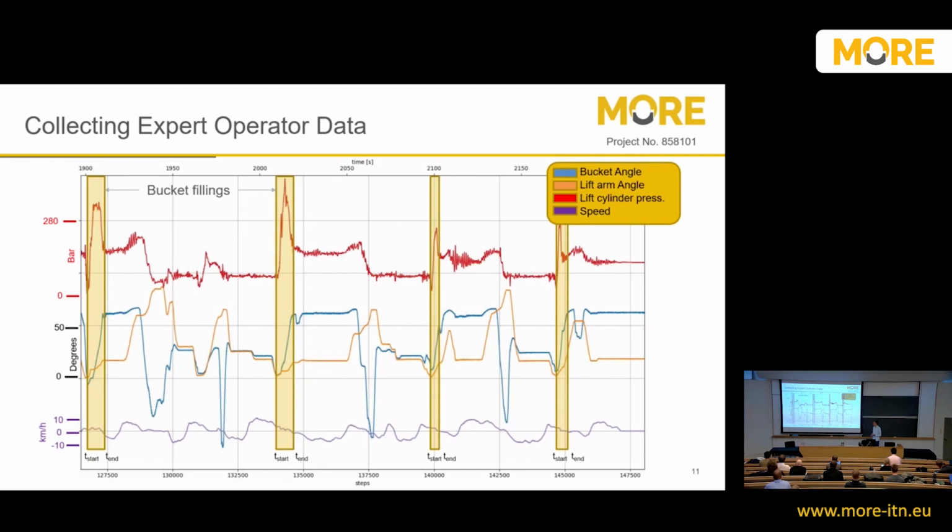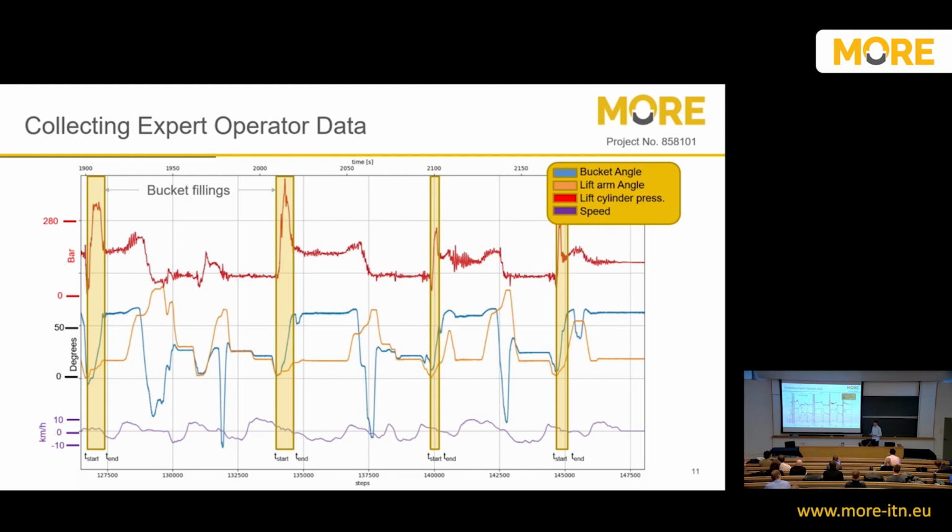But first, I will show a little bit of the training data that we collected. Here is one example from a recorded time series. We recorded when the operator is doing a lot of different tasks. Here we have recorded the pressures and the angle of the boom and the bucket, and also the speed of the vehicle down here. So he's doing a lot of different stuff, but we only care about these parts that are highlighted in yellow. These are the actual bucket fillings, and whatever he's doing in between is something else that we don't care about for the training data.